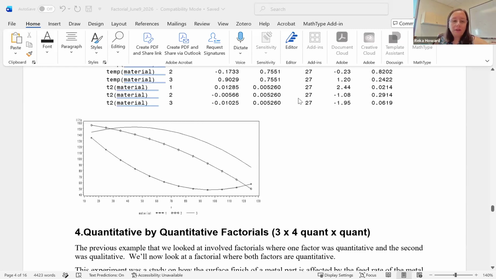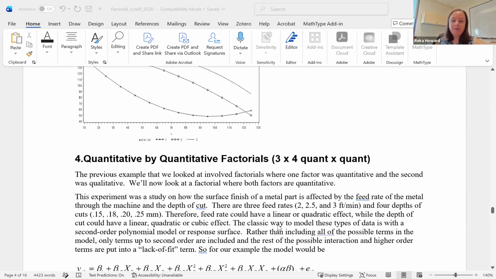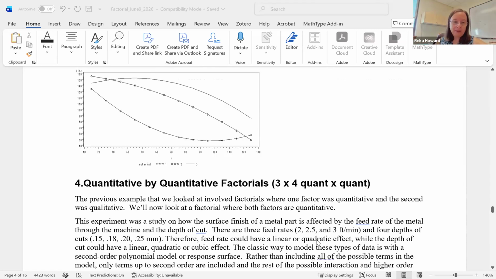So the fourth example that I wanted to include is a quantitative by quantitative example. Now both of the factors are quantitative. So we will have a 3x4 example. In this case, we are looking at metal and feed rates.